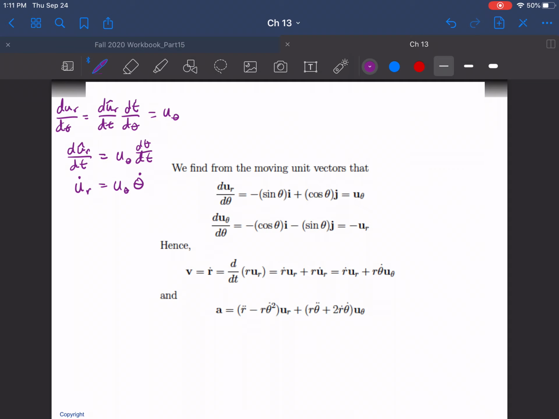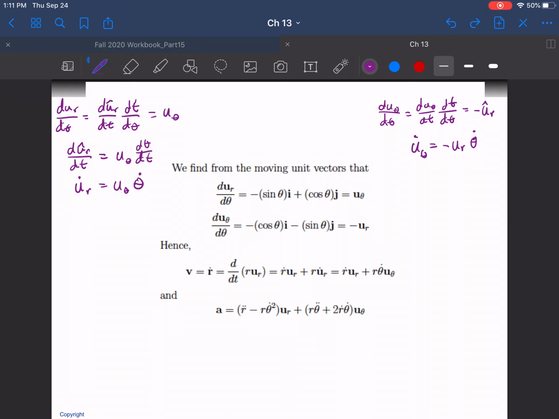And then we can do the other one similarly. du theta d theta is going to equal du theta dt times dt d theta, and that has to equal negative unit vector in the r direction. And so then this becomes u theta dot equals, and then we take our dt d theta and it moves to the other side and becomes d theta dt, we get negative ur theta dot. Okay, so I know I skipped basically this step there in that second one, but that's okay. You should be able to get that.